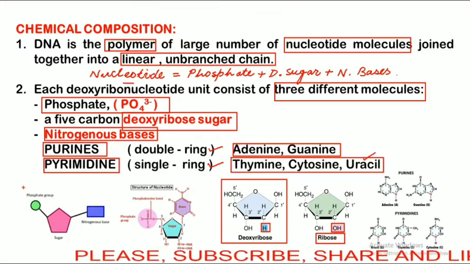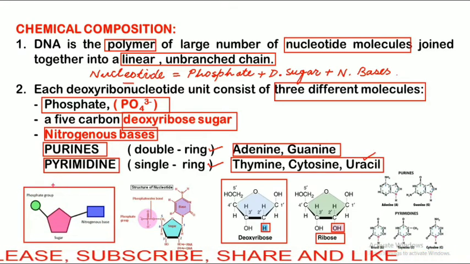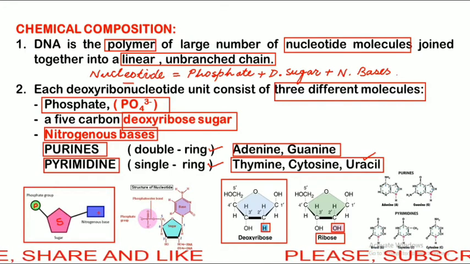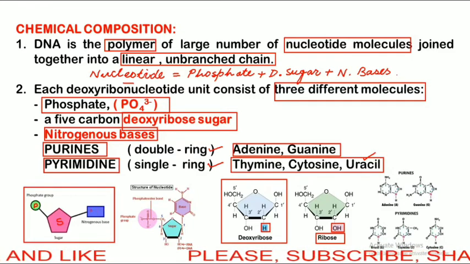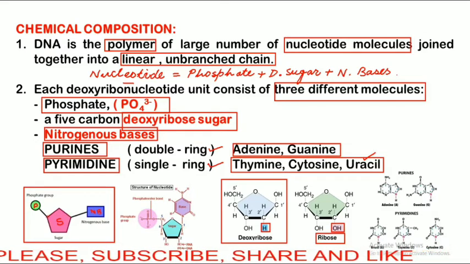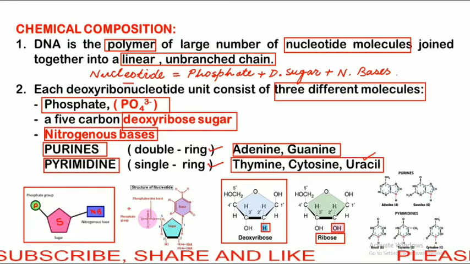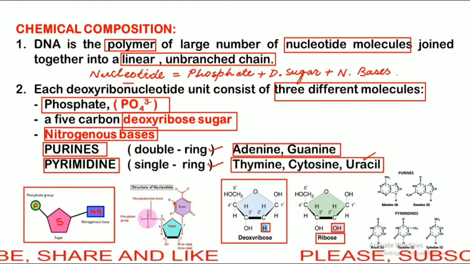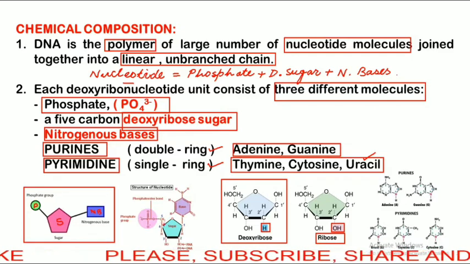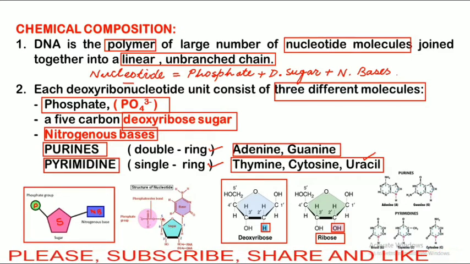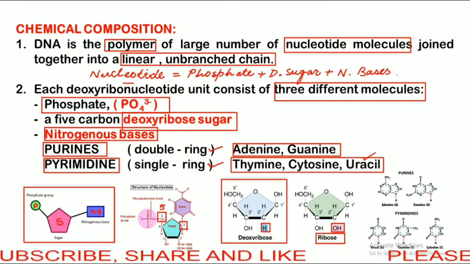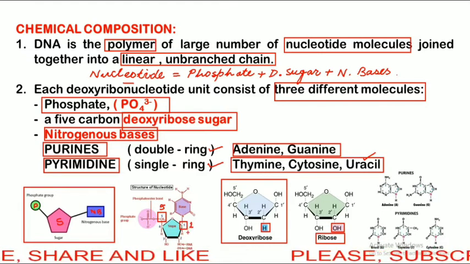Here you can see this is the structure of a nucleotide. This is the phosphate. Here a pentose deoxyribose sugar is present, and this is the nitrogenous base. So a nucleotide is made up of three components: phosphate, sugar, and nitrogenous base. Here in this structure you also can see that phosphate is attached to the carbon fifth of deoxyribose sugar, and nitrogenous bases are attached to the carbon number 1 of deoxyribose sugar.